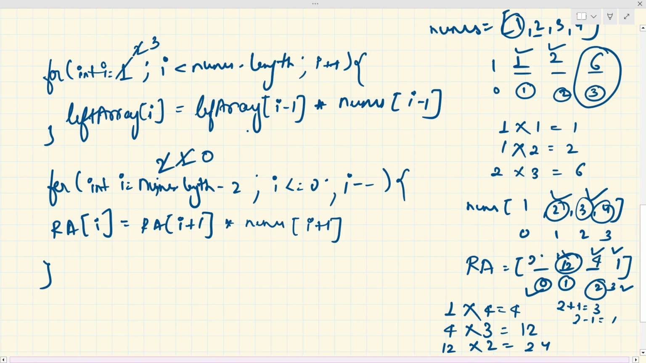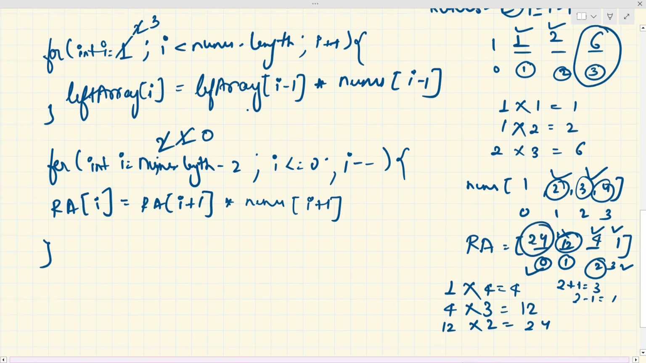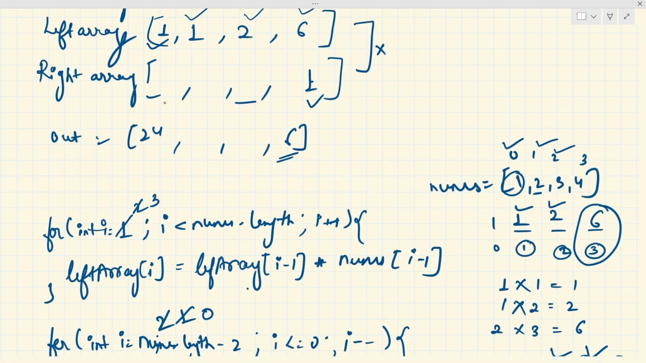So we will get the right array values as well. And here you can see that our leftmost value is 24. Our leftmost value is 24.